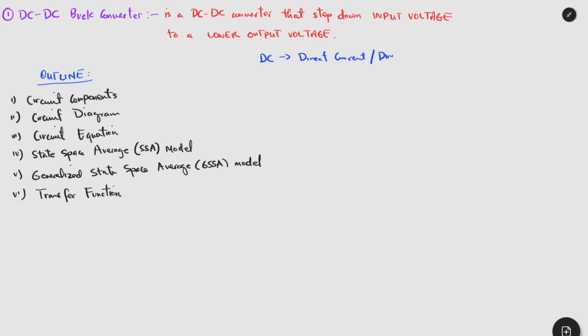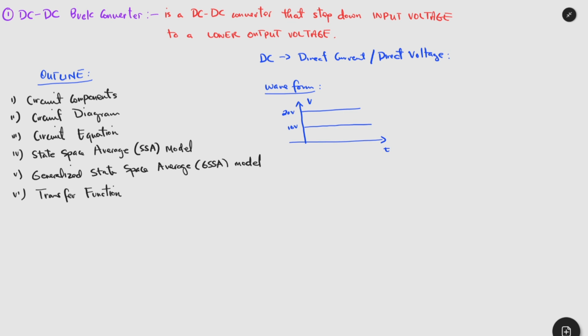And we already know that a DC signal is called a direct current or direct voltage, and the waveform is such that the voltage and the current are constant with respect to time. In most cases the voltage is constant. We can say 10 volts, 20 volts, and so on.